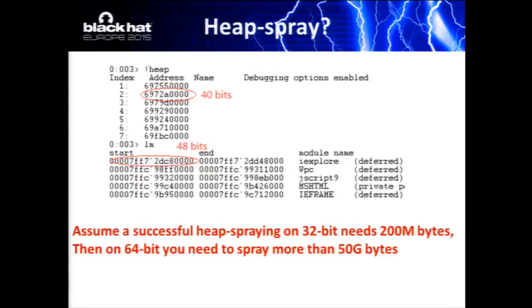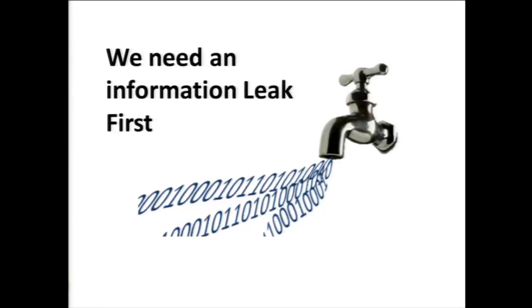In a 32-bit process, you may use a heap spray of 200 megabytes to control the memory data at a certain address. But in a 64-bit process, the memory address space is so large that you have to spray more than 50 gigabytes to do the same thing. And I think it is impossible. So we need an information leak first.